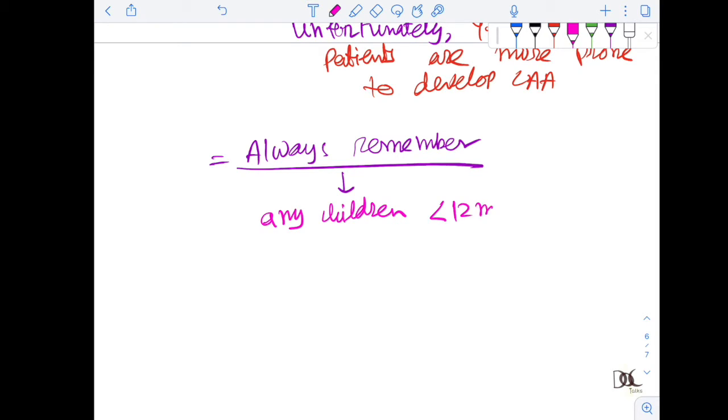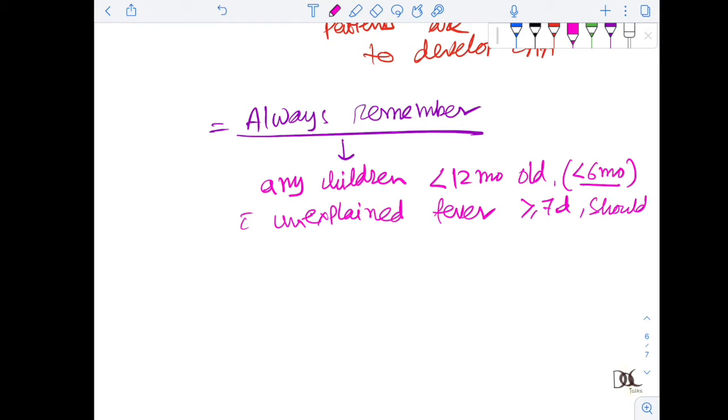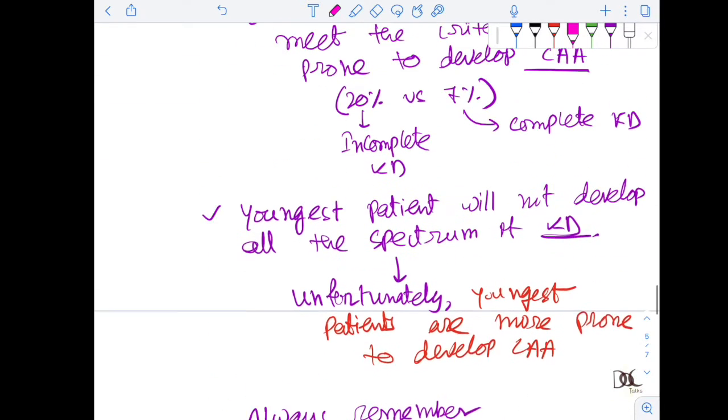less than 12 months old, or preferably less than 6 months old, some say, with unexplained fever for more than 7 days, should be screened for CAA always by echo. Always remember.